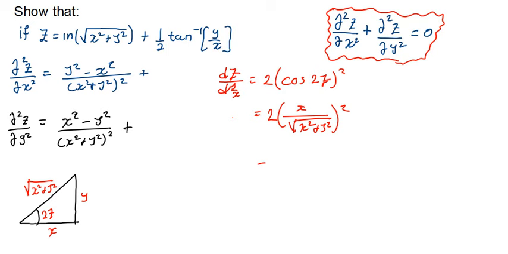So now, how does this become? This turns out to be, you're going to distribute the square inside, so that would become x squared divided by, introduce the square to that one, that would simply be x squared plus y squared. So this is simply the derivative of z with respect to y over x.